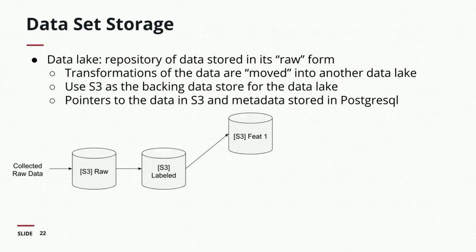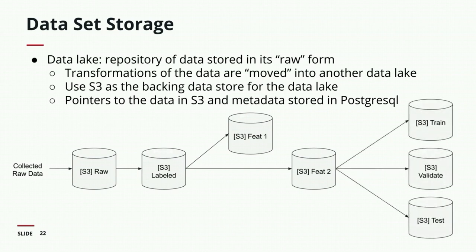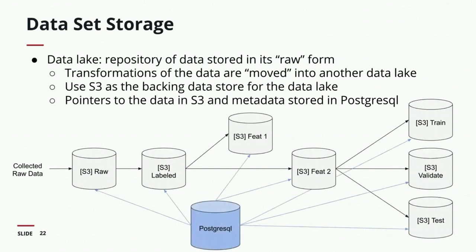And then we'll create features. So maybe we'll create feature set 1, and then we'll go and take a look at that data. Maybe that feature set wasn't exactly what we were looking for, so then we'll produce feature set 2. Maybe feature set 2 is something that we liked, so then we'll create 3 more data lakes where we split that now labeled features into training, validation, and test sets. And as you can see here, at least at ZeroFOX, we're using S3 as our backing data store for the data lake. And then we use Postgres to store essentially pointers to that data that resides in S3.